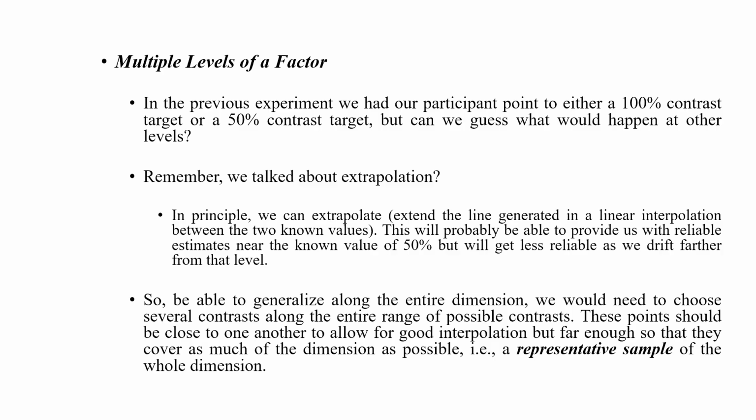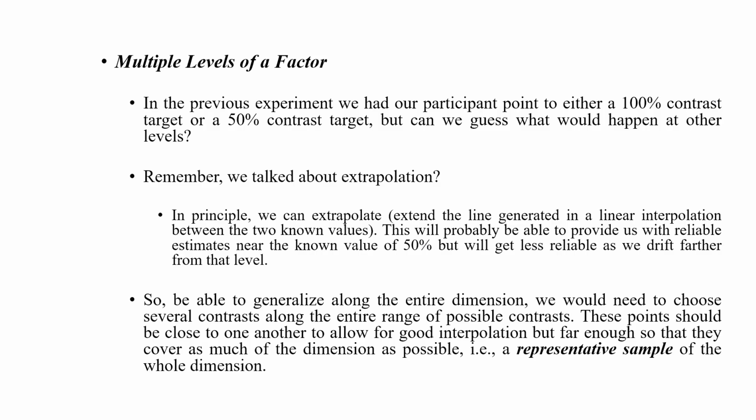So, let us say between 55 and 45% contrast, what is going to happen can be estimated by the participants' performance at 50% contrast and around 100%. So, around 90 to 100, whatever is going to happen, we will get from that level. But we need to be able to generalize across this whole dimension, what is happening at this range of contrast. We are taking this as a continuum from 0 to 100%.